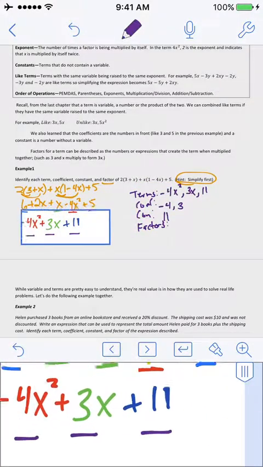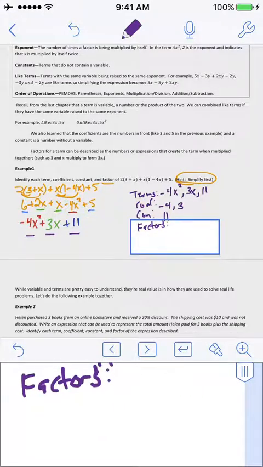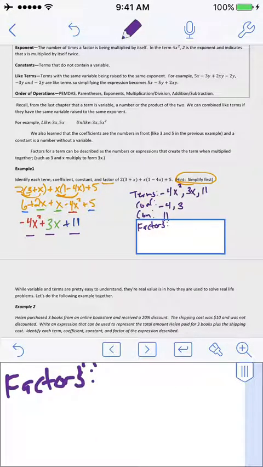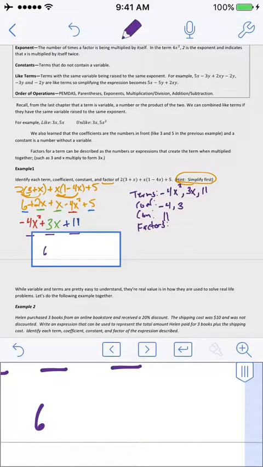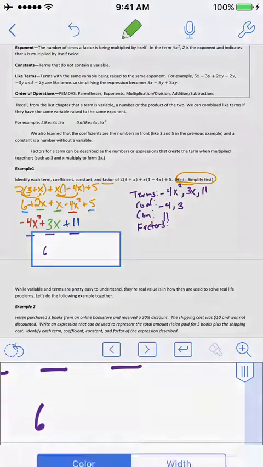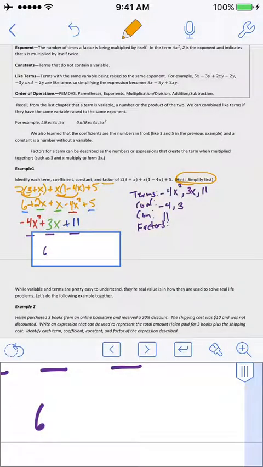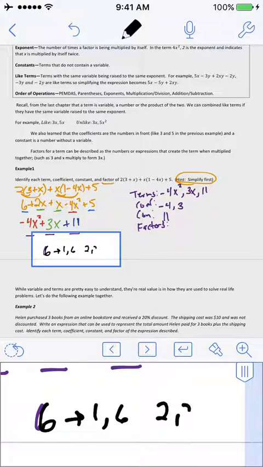The last one we're going to talk about is factors. Think about what a factor is. A factor is the breakdown of multiplication. So the factors of 6, we'll do this in black. The factors of 6 would be 1 and 6 and 2 and 3, right? Those are the things that multiply together to get 6.